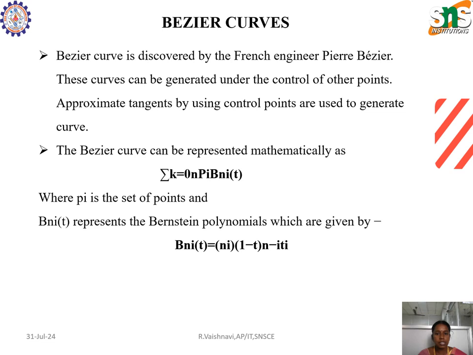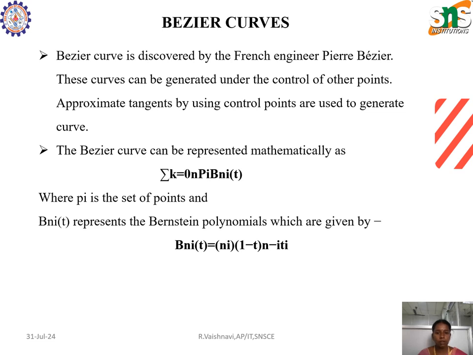Next one, Bezier curves. The Bezier curve was discovered by the French engineer Pierre Bezier. These curves can be generated under the control of other points. Approximate tangents, obtained by using the control points, are used to generate the curve.